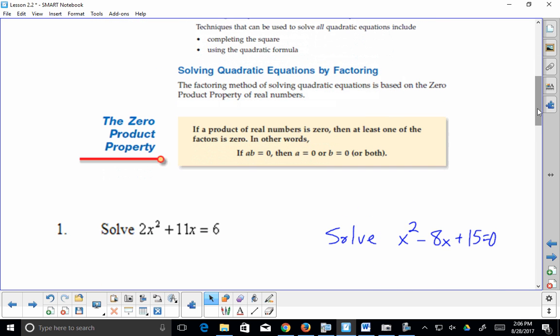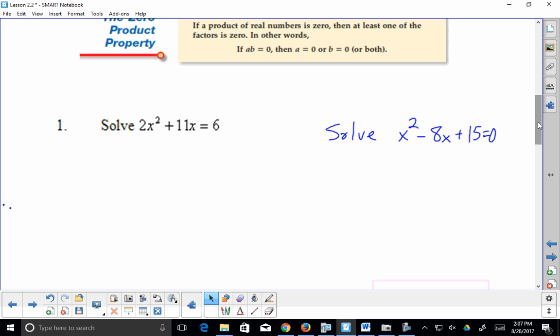A reminder, when we're talking about factoring, we're using the zero product property. We're trying to find when they are equal to 0. So if I multiply one factor times the other, either one or the other has got to be equal to 0. All right, number one here, 2x squared plus 11x equals 6. This is the first one that you have on yours. We're going to use factoring to solve this equation. The first thing we have to do is get everything on the same side. So we have 2x squared plus 11x minus 6 equals 0.